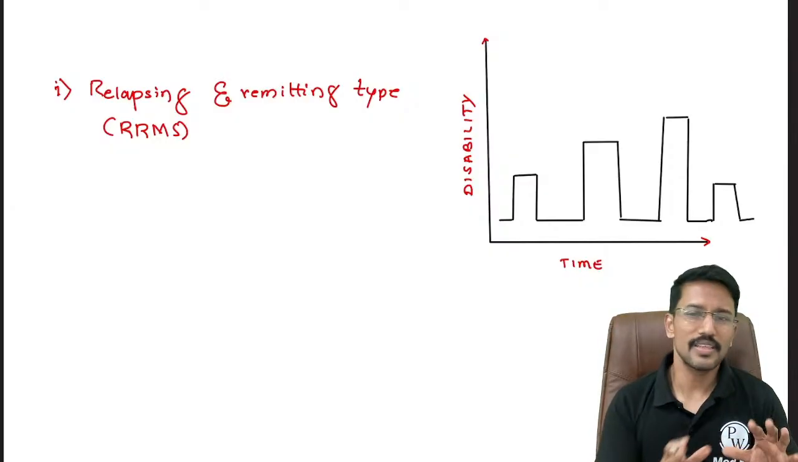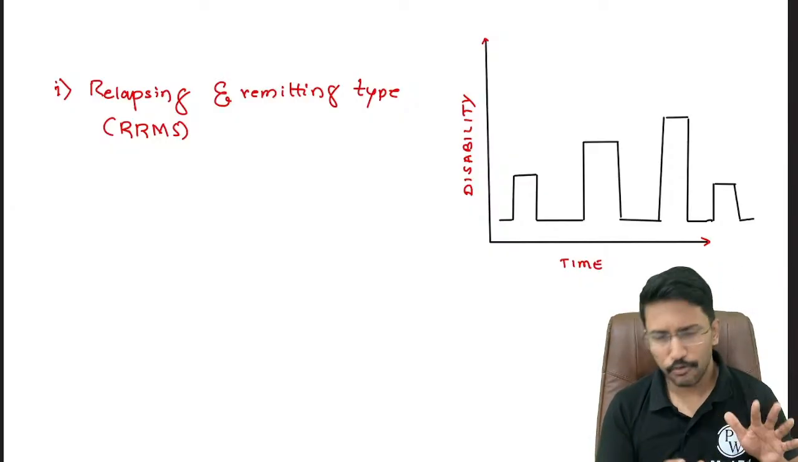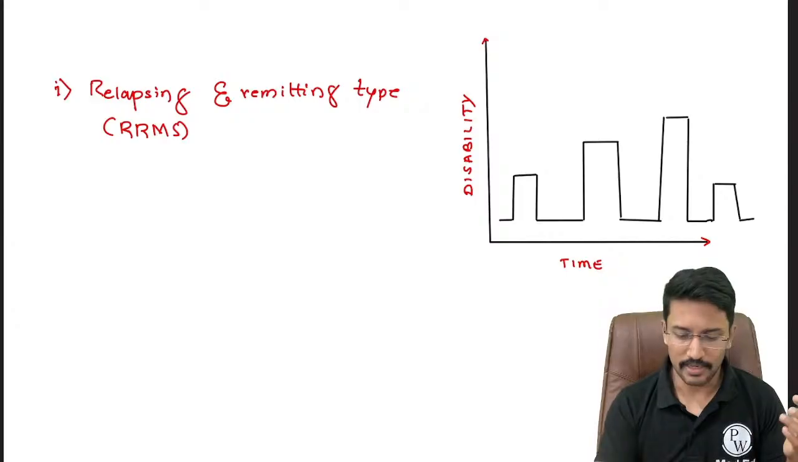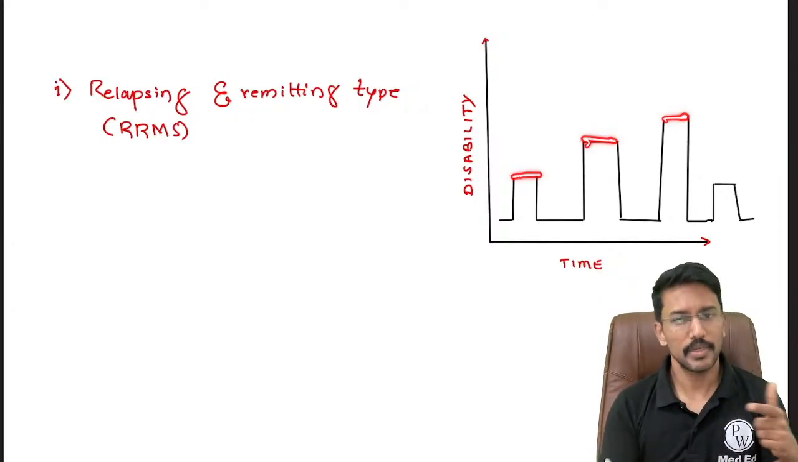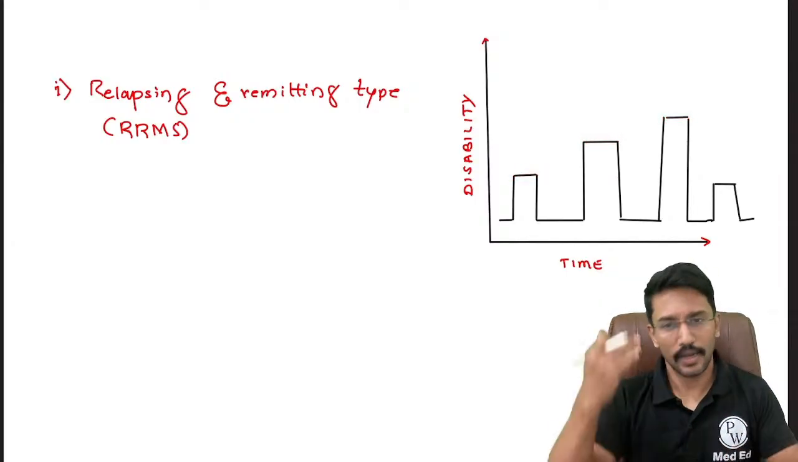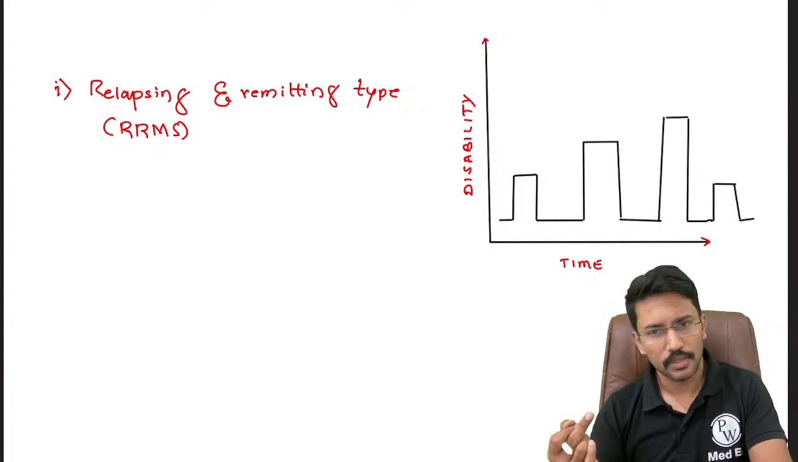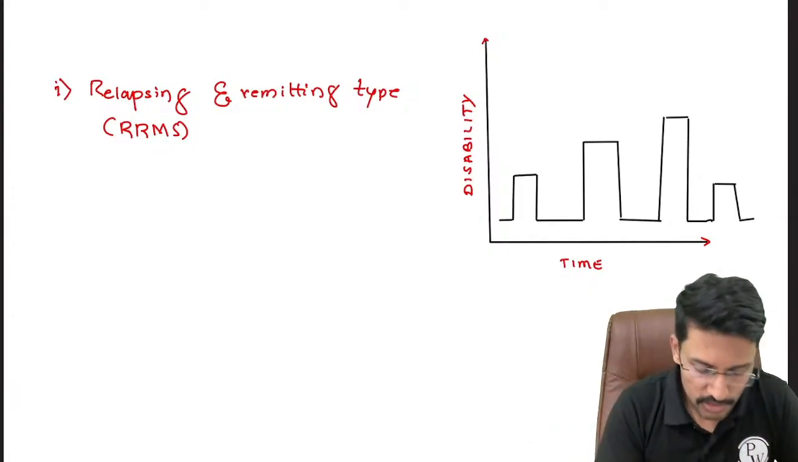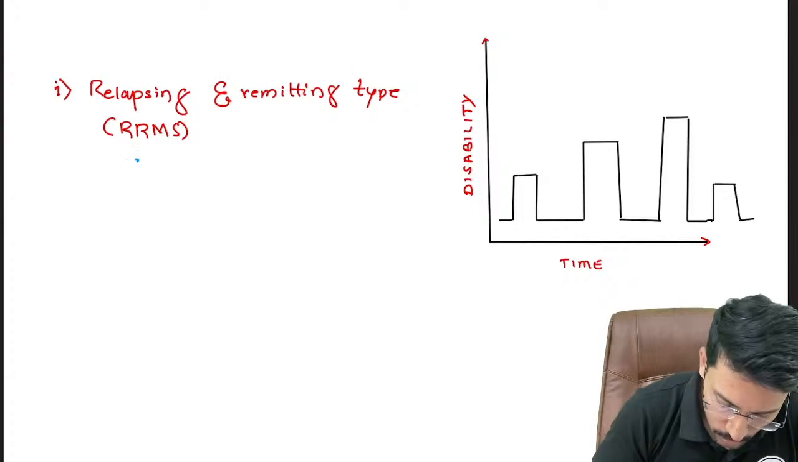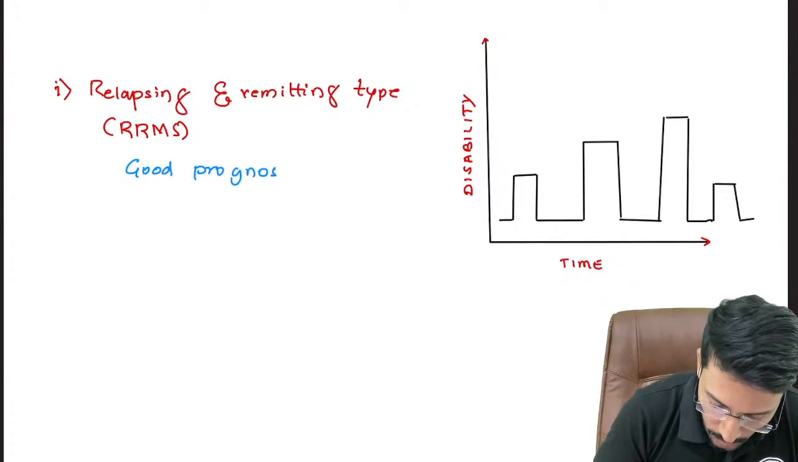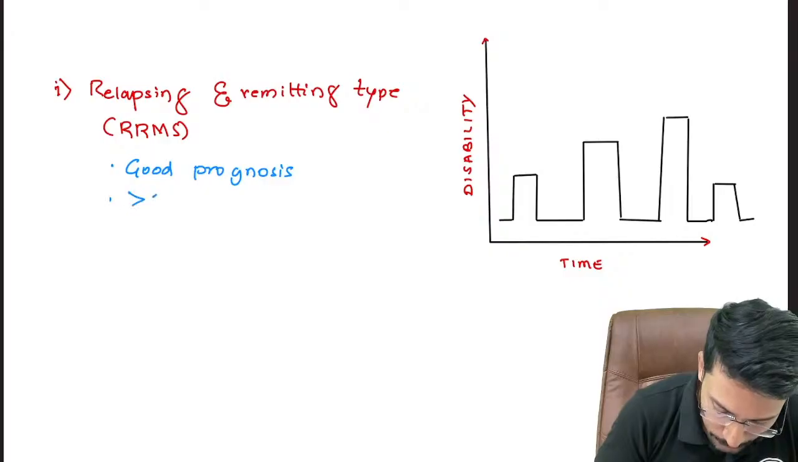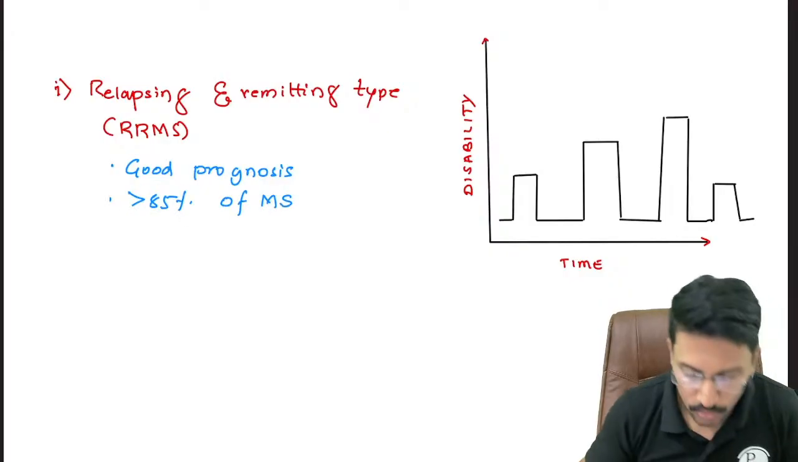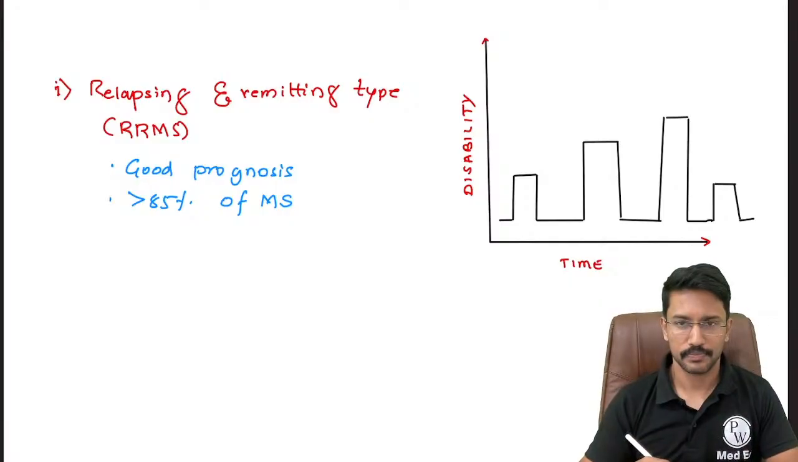Now, I would not count this as having bad prognosis. Bad for patients because he has to go through those symptoms at least for some time, but he will always recover well. I have lost vision in my eye now. After a few weeks, I will be back to full normalcy. So such patients will be considered as having good prognosis. Good prognosis. And thank God, more than 85% of multiple sclerosis cases belong to this relapsing and remitting type.